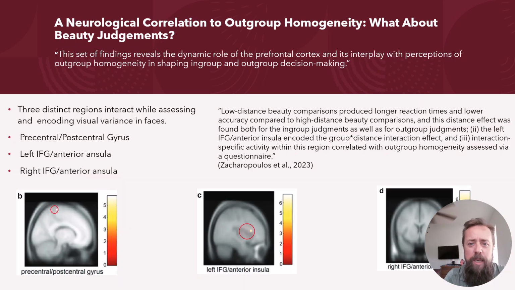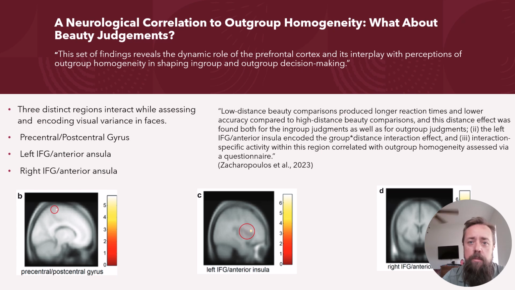In a similar 2023 study, Zacharopoulos' team had participants compare and rate the attractiveness of two faces. They observed complex interactions between the gyrus, the ancilla, in both hemispheres of the PFC. These two studies show that outgroup bias arises in the complex networks linking visual perception, assessment, and judgment making in our brains.